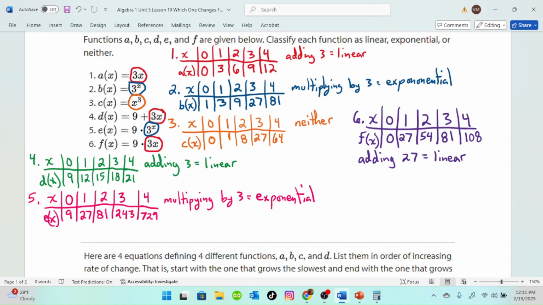So if you're adding the same amount every time, it's linear. If your equation has x as a base number being multiplied by a number, then it's going to give you that linear equation. If you're multiplying by the same number every time, then that is exponential, and that ends up looking like x being the exponent and then having a base number. That results in your exponential function.